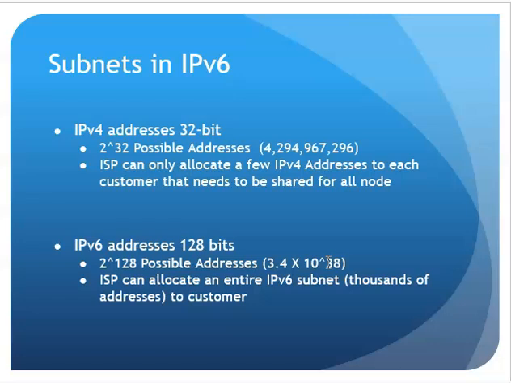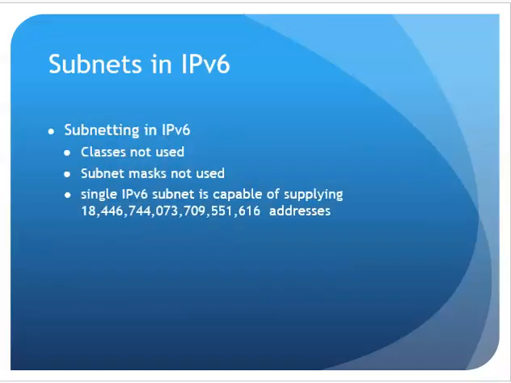So ISPs can allocate an entire IP subnet, thousands of addresses, to a customer, because we have gazillions and gazillions of addresses, if you will. Yeah, that's Mr. Brown's technical term.